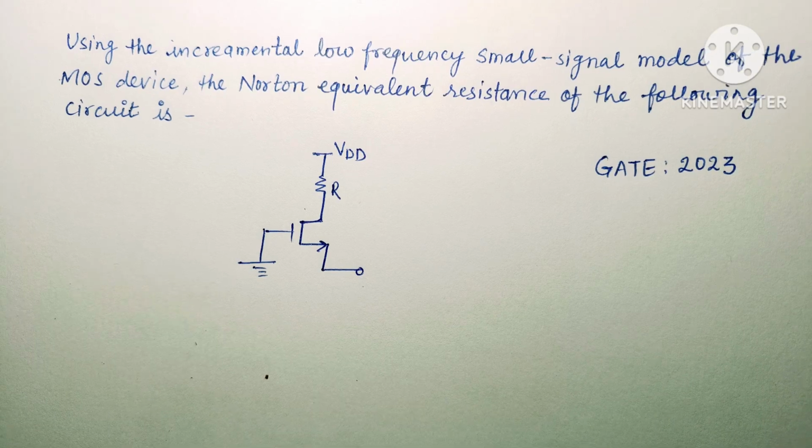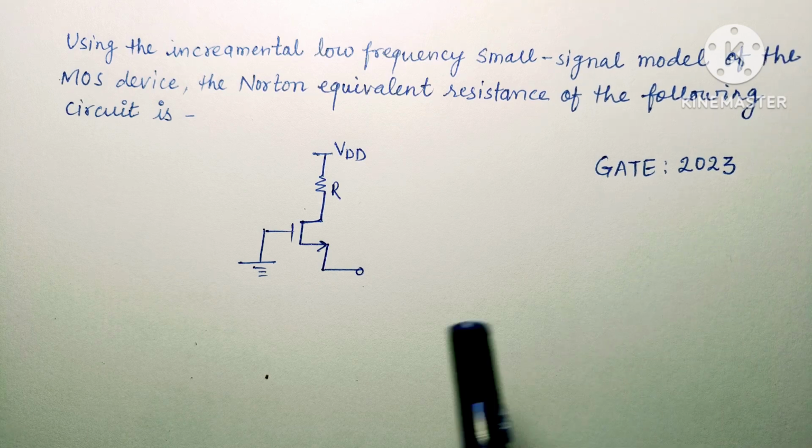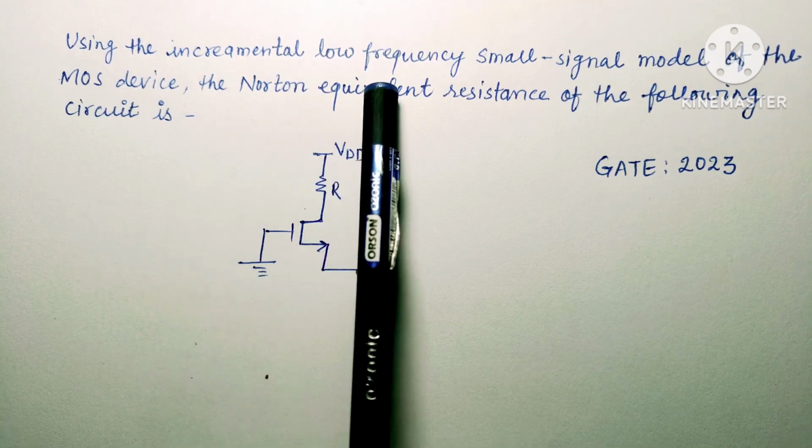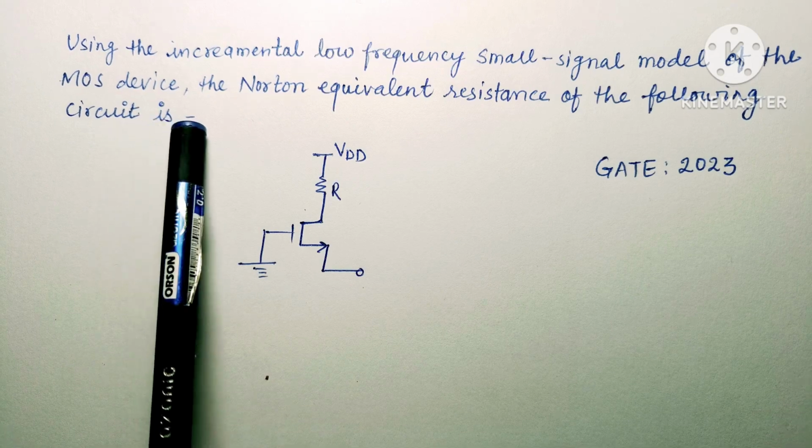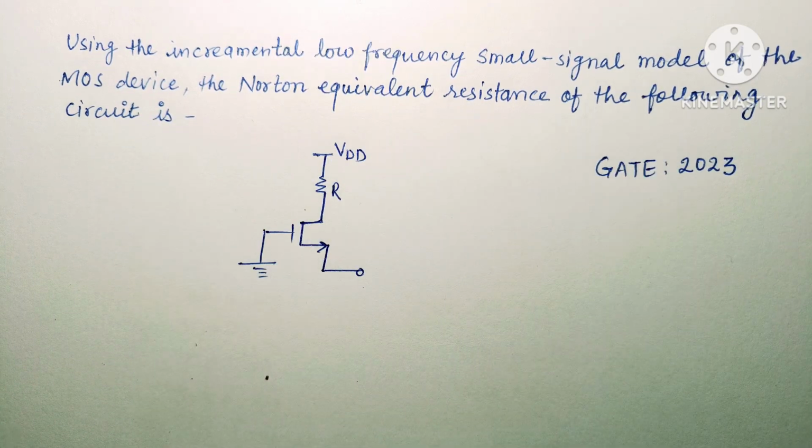Let us see another question on Thevenin's equivalent circuit and find out the Thevenin's resistance in this circuit. This is the question of GATE 2023. In this question it is said that using incremental low frequency small signal model of the MOS device, the Norton equivalent resistance of the following circuit is.